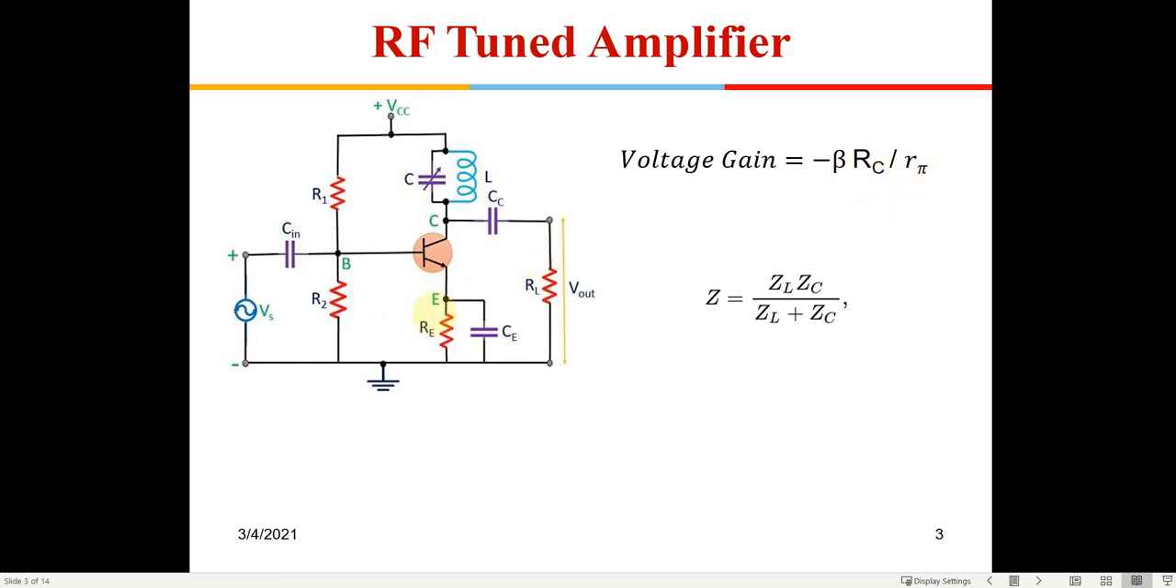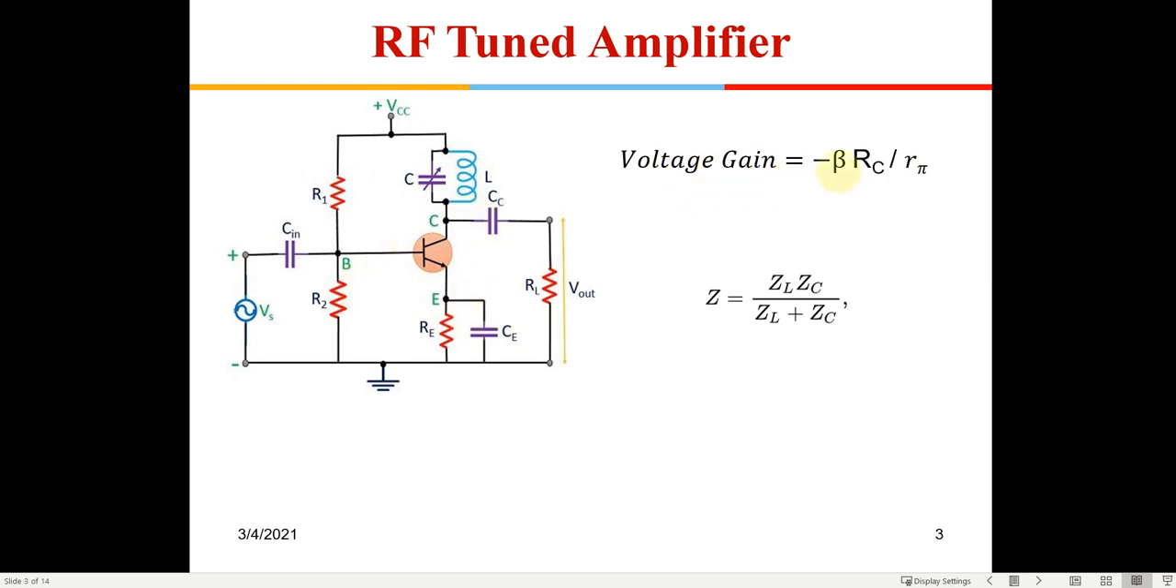If you are not familiar with how a CE amplifier works, please refer to my video on the CE amplifier, which is on my web page under my courses, analog electronics. That explains how this formula comes about, and it explains very well how the CE amplifier amplifies the signal.